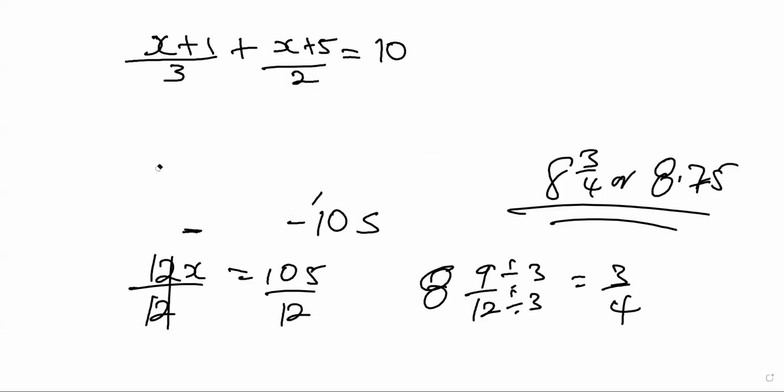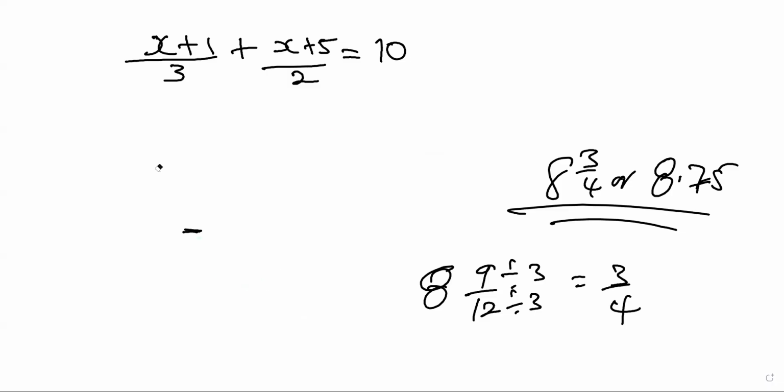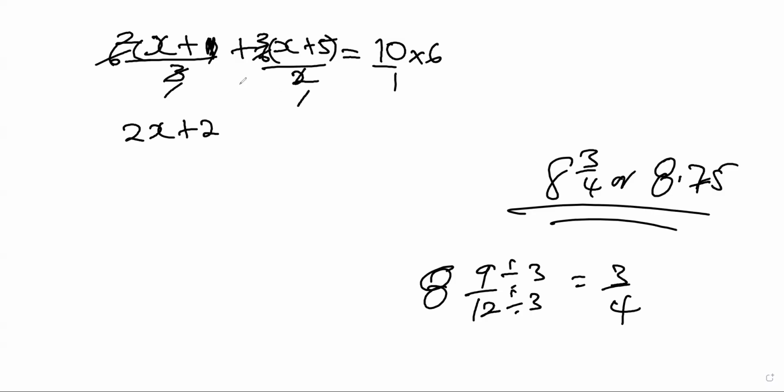So we find the LCM again, right? Which is 6. So the LCM of 3 and 2 is 6. So we're going to multiply through by 6. 3 into itself 1, 3 into 6 is 2. 2 times x, 2x, 2 times 1, 2. 2 into 6 is 3, 3 times x, 3x, 3 times 5, 15. 6 times 10, 60.